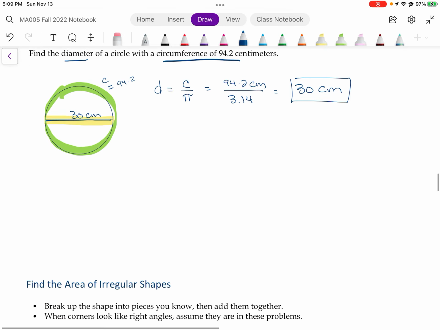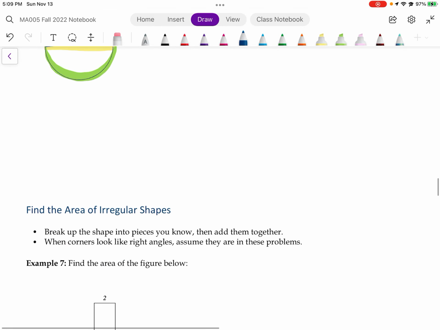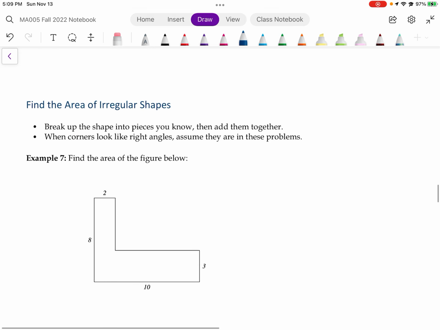Okay, so now we're going to talk about the area of irregular shapes, something like this. So here's what we do. We break the shape up into pieces that you know how to do, and then you add them together. When corners look like right angles, assume they are in these problems. All right, so first I want to take a look at this picture, and I want to fill in the gaps of things I don't know.